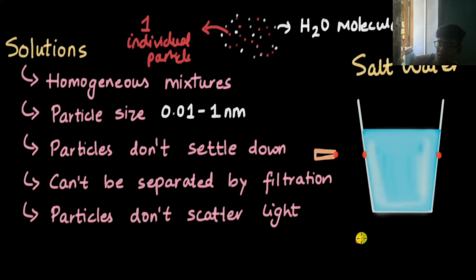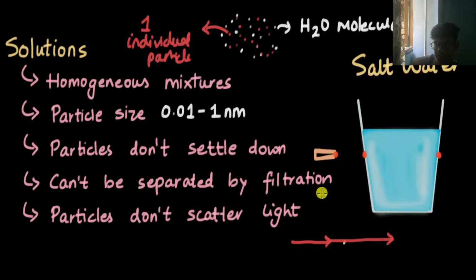So when there is a particle, let's show a particle with some other color. Let's say there is a particle right over here and there is a laser light coming onto it. These particles are so small in size that this light just keeps on going, it does not get scattered. And we will see when it does get scattered under suspensions and colloids, but in this case it is not scattering. So this was all about solutions.